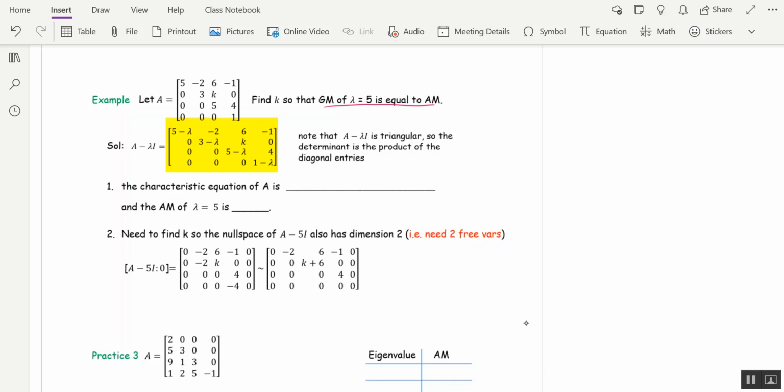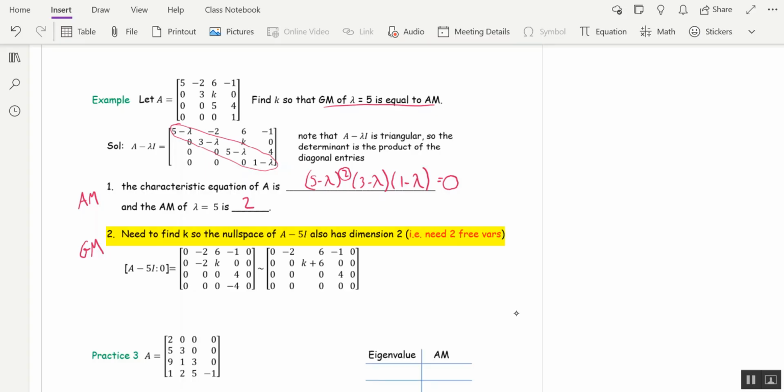So I started us out with A minus lambda I, and that's a triangular matrix, so I can read the determinant of that right off of the main diagonal. So the determinant of A minus lambda I is 5 minus lambda, and there's 2 of those factors, so squared, 3 minus lambda, 1 minus lambda, and I set that equal to 0. Okay, the AM, algebraic multiplicity of lambda equals 5, is the exponent up here, which is 2. So this is the AM, here's the GM. I want to find K so that the GM is also 2.